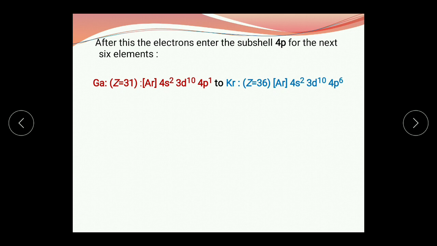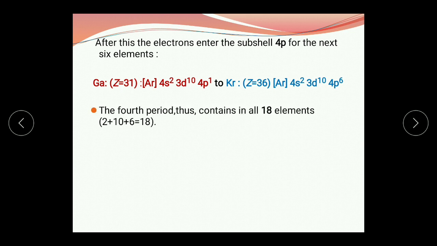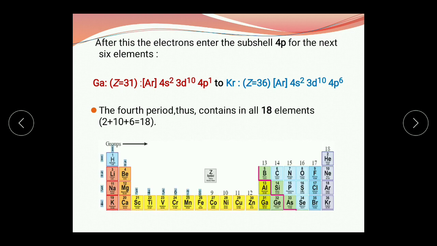So the fourth period ends at krypton with atomic number 36. The fourth period thus contains in all 18 elements, 2, 10, 6. Understood? 2 in 4s, 10 in 3d and 6 in 4p, total 18 electrons, and there are 18 elements in the fourth period. That is called a long period.